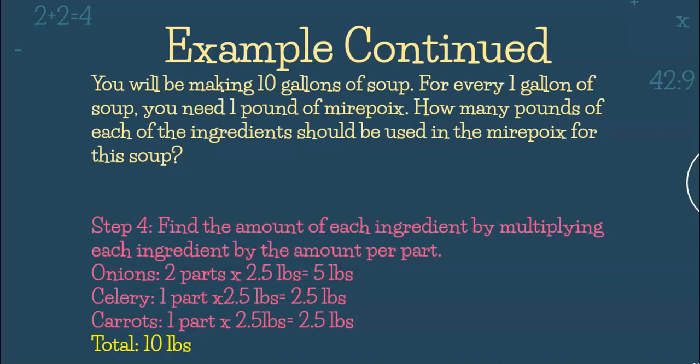All right. So you're going to make this 10 gallons of soup. Step 4, you're going to find the amount of each ingredient by multiplying each ingredient by the amount per part. So 2 parts times 2.5 pounds, you're going to have 5 total pounds of onion. Do the same thing for celery, 1 times 2.5, 2.5 pounds of celery, and then 2.5 pounds of carrot. You add it all together for a total of 10 pounds of mirepoix. Okay, and it works with our ratio, works with our percentages, etc.